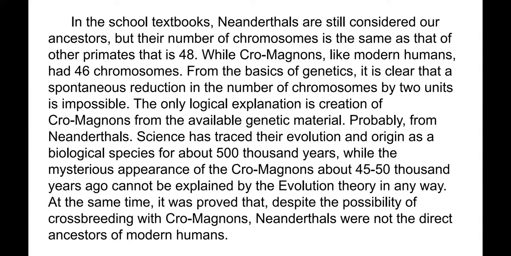But what is also interesting, we have some number of genes from Neanderthals. So there was some crossbreeding between Cro-Magnons and Neanderthals. Despite this different number of chromosomes, there is a probability, though very small, that crossbreeding was possible, and some Europeans have a larger number of these genes from Neanderthals and some have fewer.